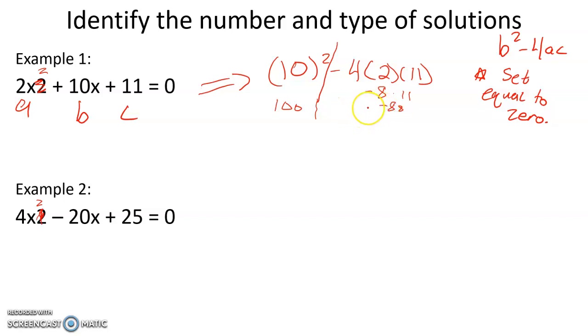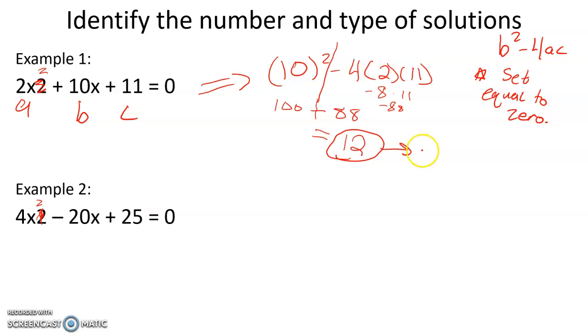And so if I get negative 88, what that tells me is I'm going to subtract 88. If I were to have a positive number, I would add that number. But since it's negative, I'm going to subtract. So 100 minus 88, that's going to get us 12.